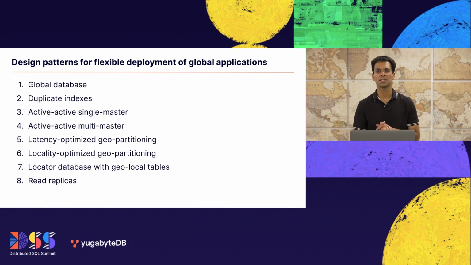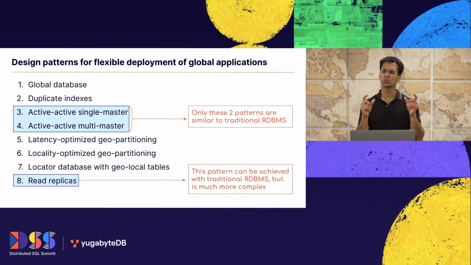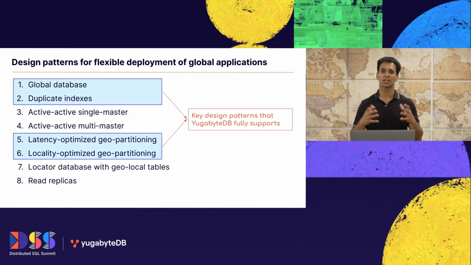Well, YugabyteDB is able to support the following 8 design patterns, right? Now, what's interesting is that only 2 of these patterns are usually done with relational databases. Those are the 2 that are standardly done. And a third one, read replicas, can be achieved, although with a lot of caveats and difficulty. So 3 of these can be achieved, and 2 are most often done. If you look at what a globally dispersed database like YugabyteDB can do, it can get you to deploy a lot more of these design patterns.